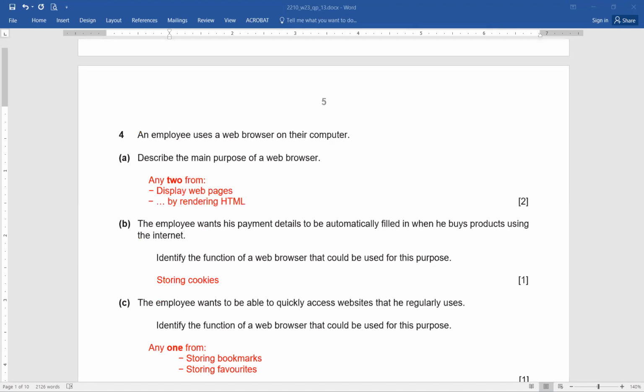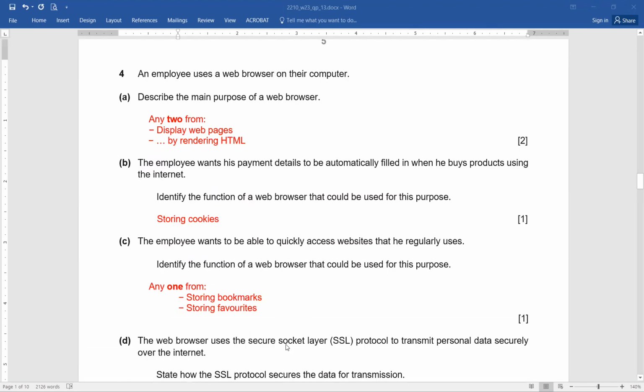The employee wants to be able to quickly access the website that he regularly uses. Identify the function of the web browser that could be used for the purpose. Now you can use a bookmark or you can use the favorites. This is done through a bookmark or through the favorites.